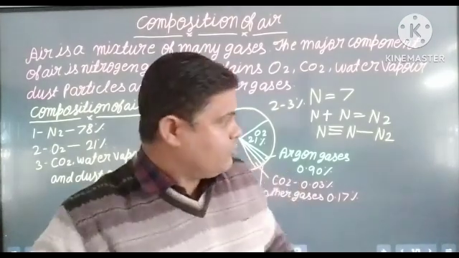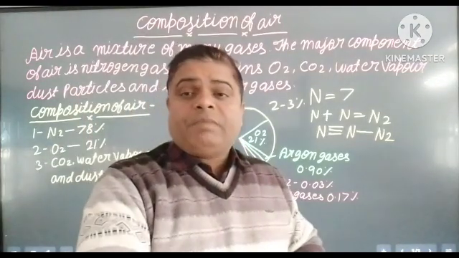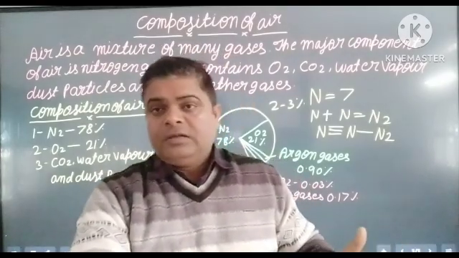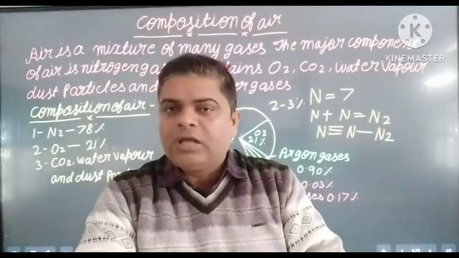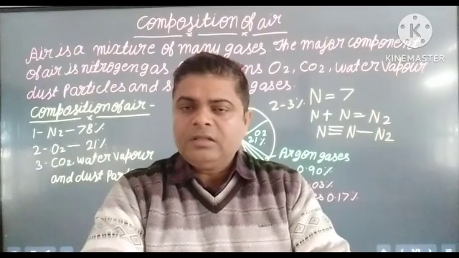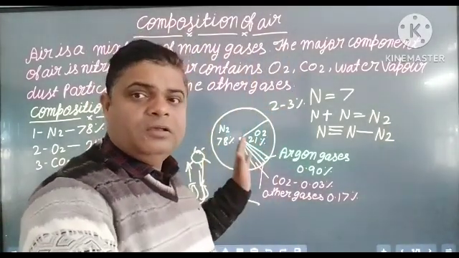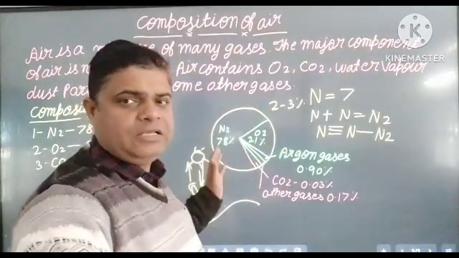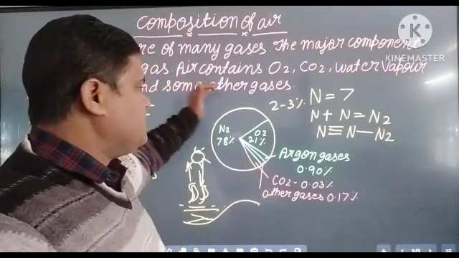Clear? Similarly, oxygen, their percentage 21%. But the problem is, in forest areas where there are more plants, we get more oxygen than in other areas where there is no forest. Clear? So, it depends on the area. Their percentage changes from place to place according to the condition. But total is 100%.